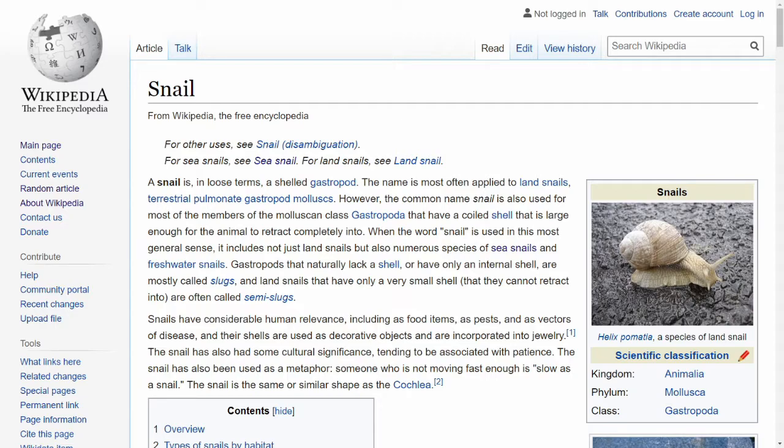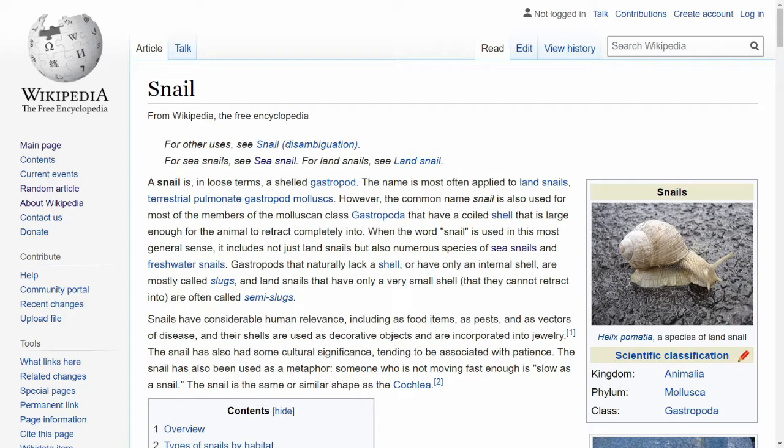A snail is, in loose terms, a shelled gastropod. The name is most often applied to land snails, terrestrial pulmonate gastropod mollusks. However, the common name snail is also used for most of the members of the molluscan class Gastropoda that have a coiled shell that is large enough for the animal to retract completely into. When the word snail is used in this most general sense, it includes not just land snails, but also numerous species of sea snails and freshwater snails.